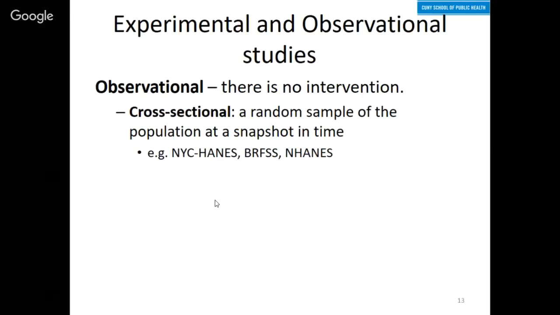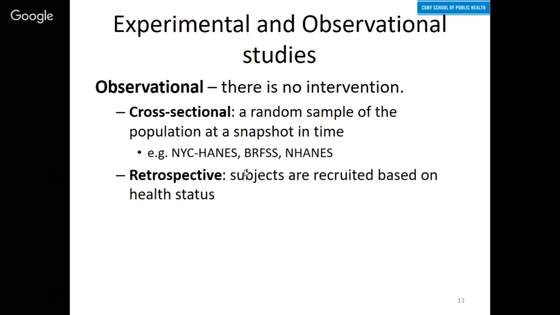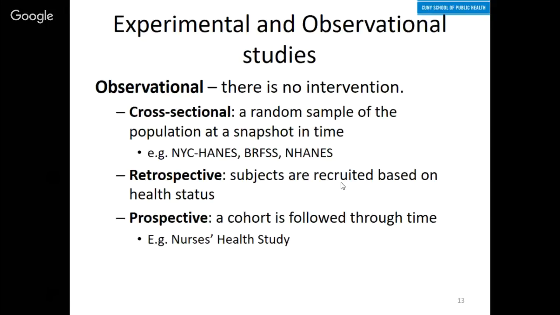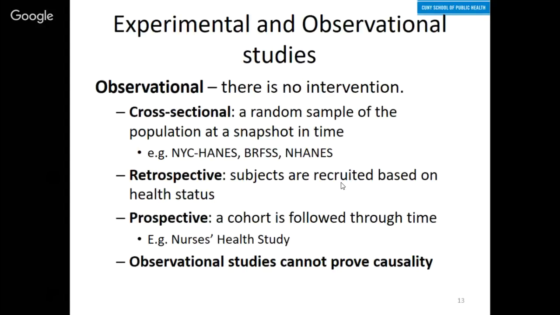Observational studies are called that because you observe, you do not intervene. A few types are a cross-sectional study, which is a snapshot of the population in time, such as NHANES, New York City HANES, Behavioral Risk Factor Surveillance System. There are lots of them. Retrospective is where you look into people's medical history and recruit them based on that history. And prospective is where you take your cohort and follow them into the future, such as the Nurses' Health Study, one that I've analyzed.